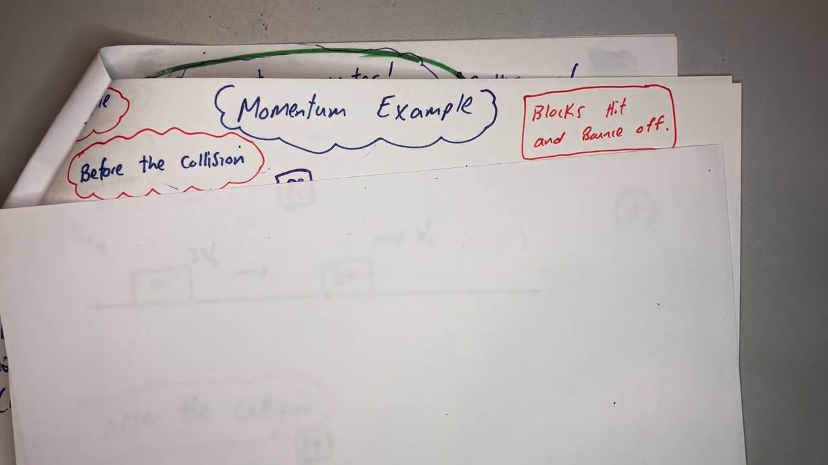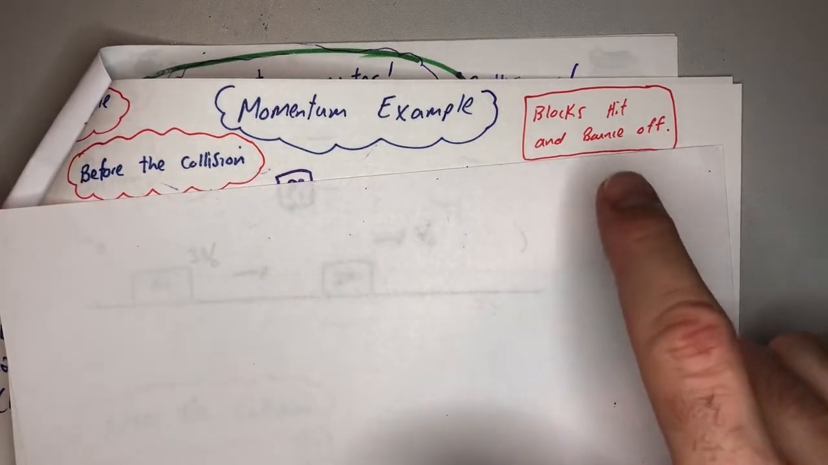Picture like you're on the bumper cars, right? And right before the collision, somebody takes a picture, right before the two bumper cars collide. Then immediately after the collision, you take another picture to describe the cars right after that collision. When you're doing momentum examples, we're going to take a snapshot in time of what's happening with your objects before a collision and then after a collision, okay?